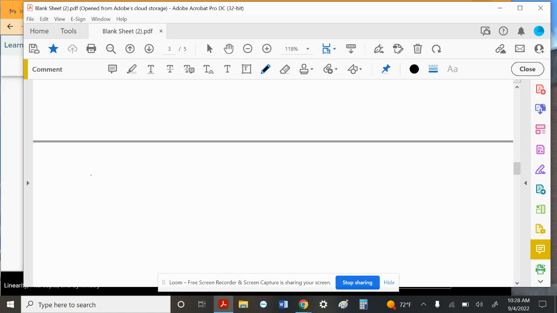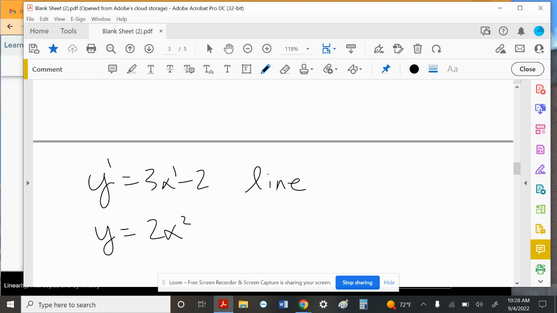So for example, y equals 3x minus 2, well, this is to the first power, that's to the first power, so that's a line. Okay, no matter what, that's a line. What if I have something like y equals 2x squared minus x plus 5? Well, this is to the first power, this one's to the first power, but my highest power is squared, so this is going to be a parabola.